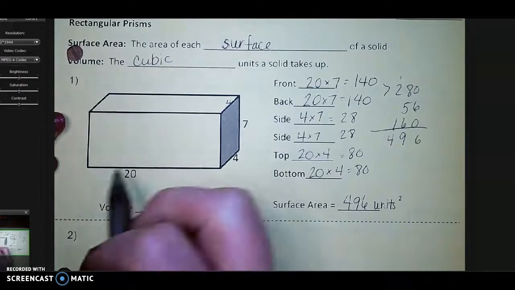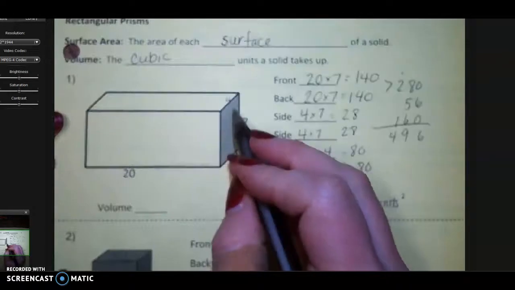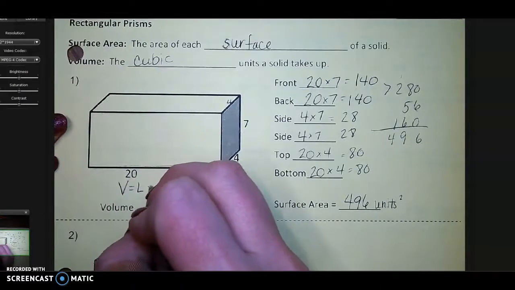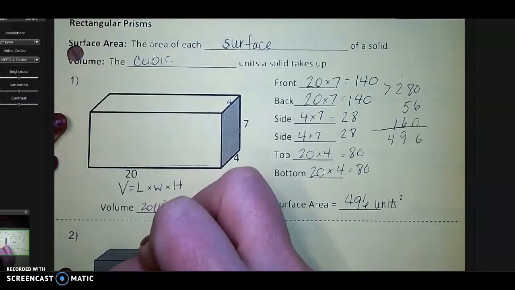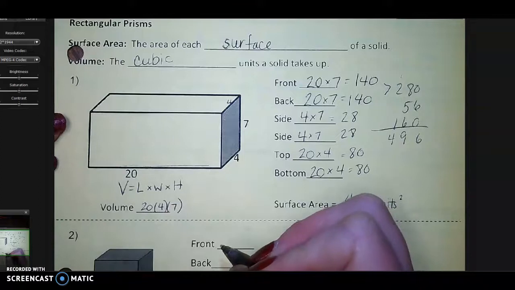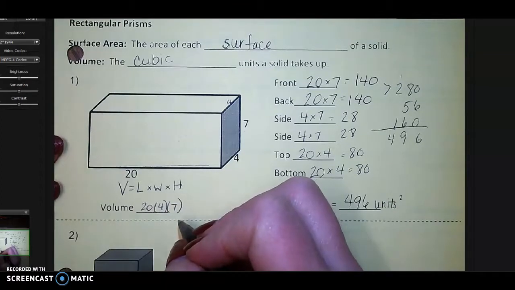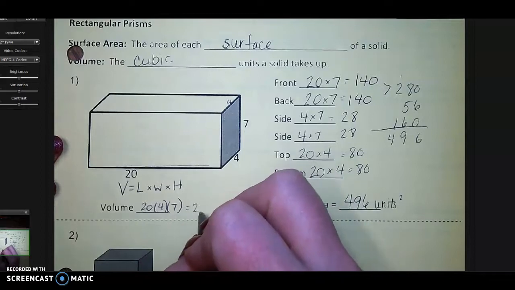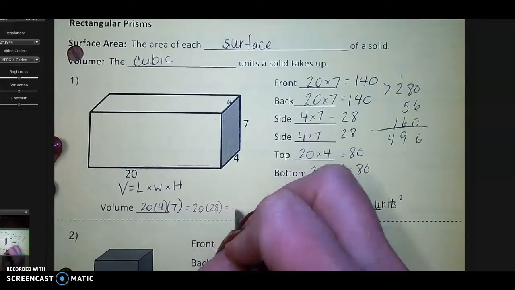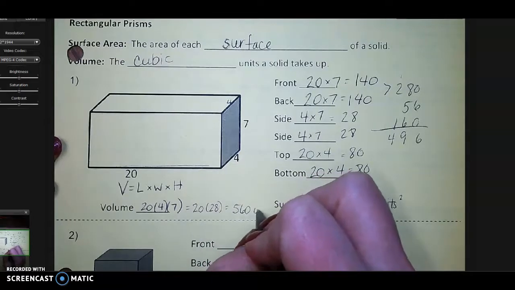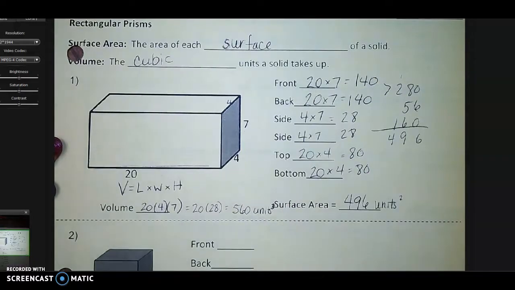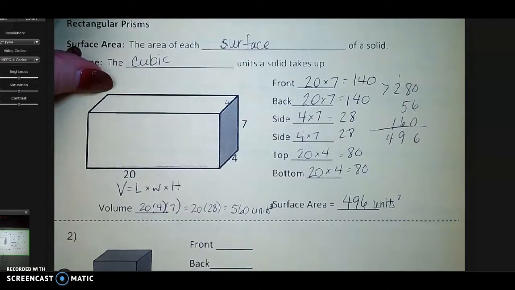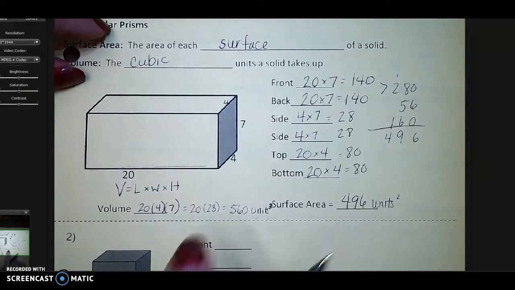To find the volume, I'm going to do the length times the width times the height. So volume is length times width times height. So 20 times 4 times 7, and you can do that in any order that you want. You get 28 times 20, which gives me a total of 560 units. Now these aren't squares, these are little cubes, so I use that 3. These are cubics, or cubes that would fit in there. So 496 cubes would fit in there. Or I'm sorry, 560 cubes would fit in there.